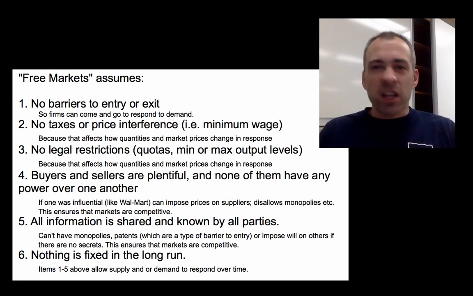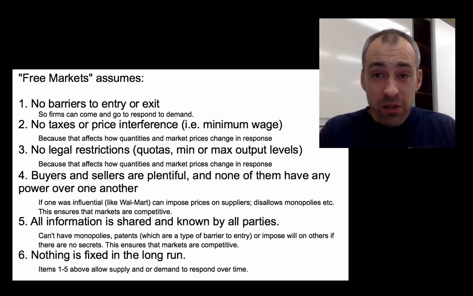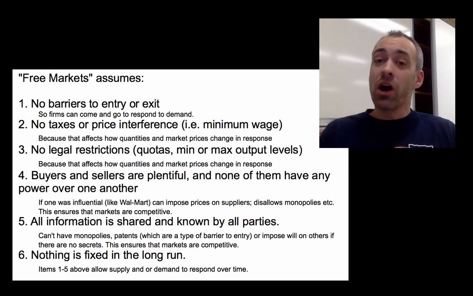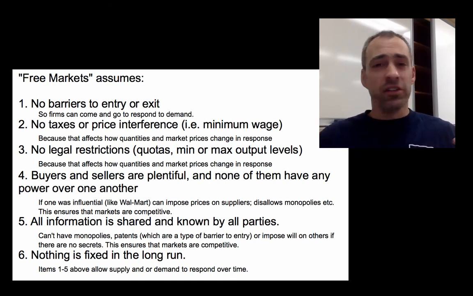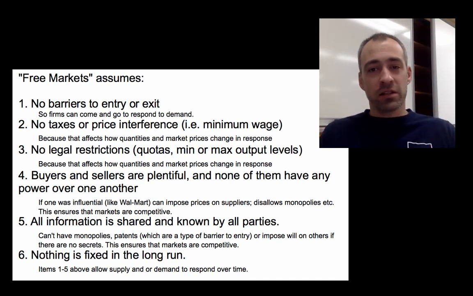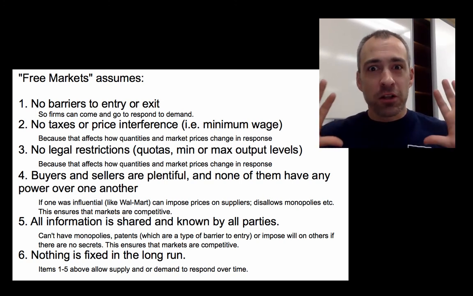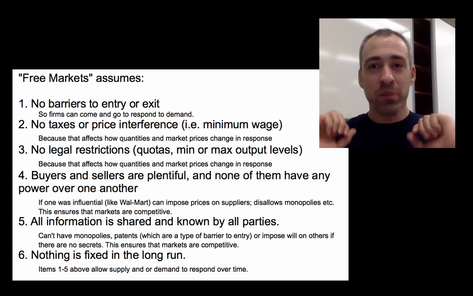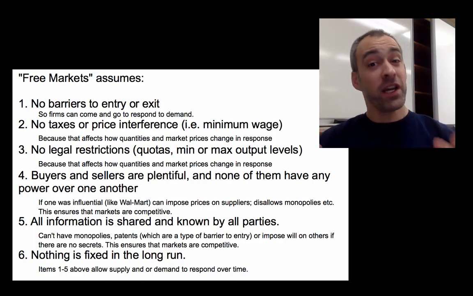Buyers and sellers, there's lots of them. None of them have any power over anybody else. In other words, there's no Walmarts that control the retail sector. There's information is known by everybody. There's no secrets. There's no patents. There's nothing like that, right? And lastly, in the long run, nothing is fixed. You can change the scale of your production. You can change your costs. You can change your machinery. All that stuff. So when you say free markets, in other words, it's essentially saying it's free of any interference, free of any barriers or restrictions, and it's free to change.